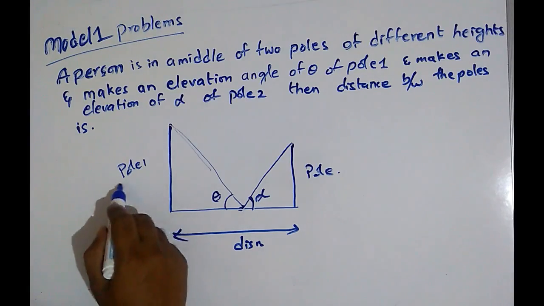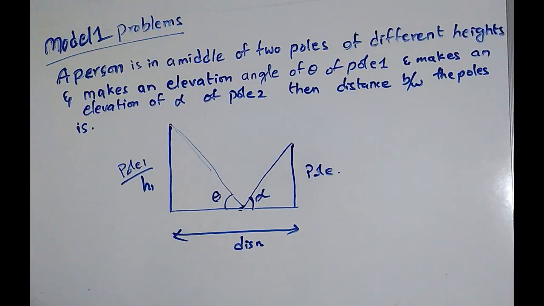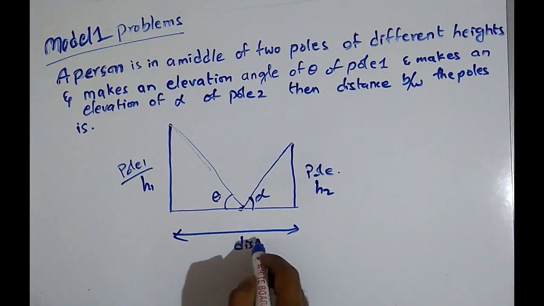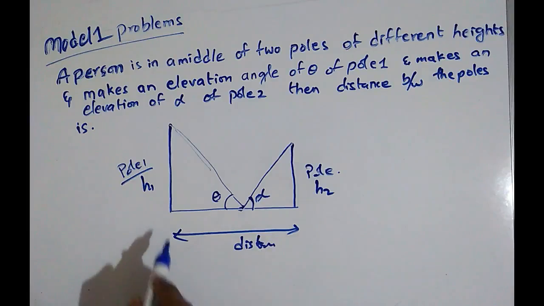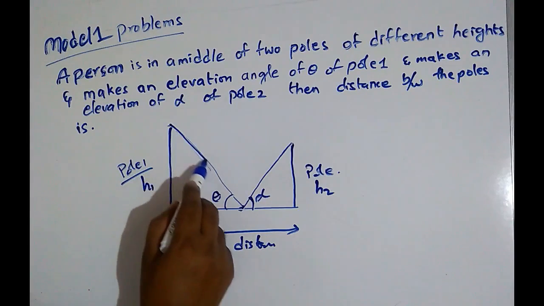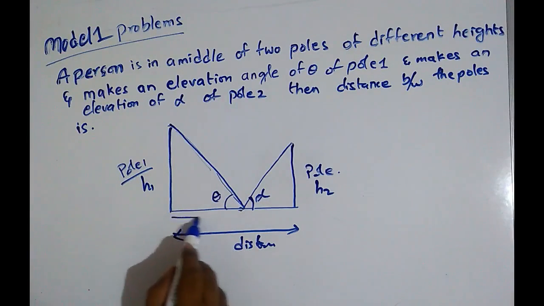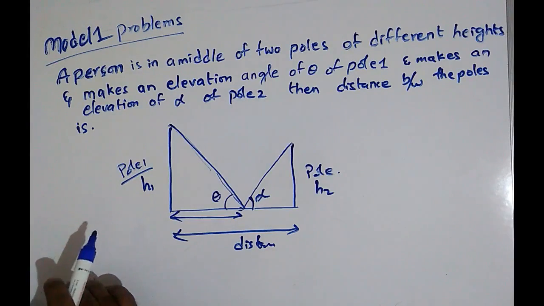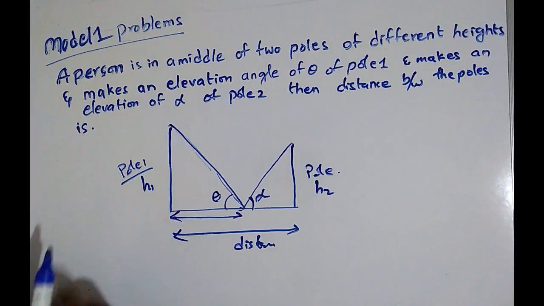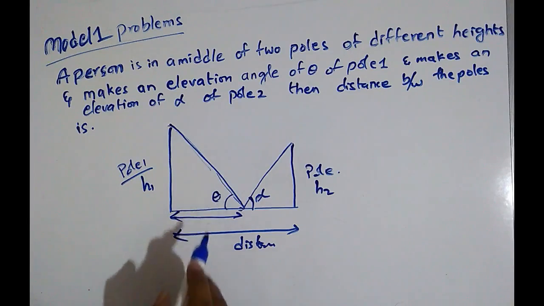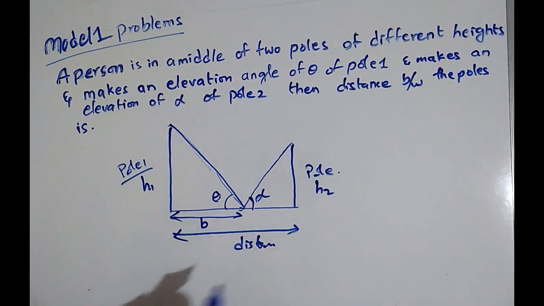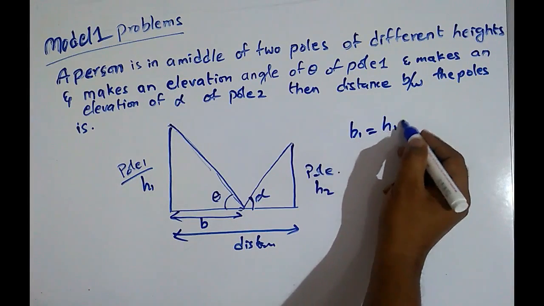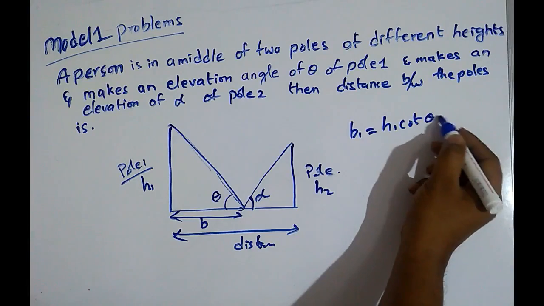Suppose the height of pole 1 is h1 and the height of pole 2 is h2. We have to find the distance between them. See friends, we will take the first pole and the person, and the distance between the person and the first pole. It is similar to our usual basic trick, friends. This is h1, this is theta. We have to find the base. From this we will get base 1 is equal to h1 cot theta, friends.